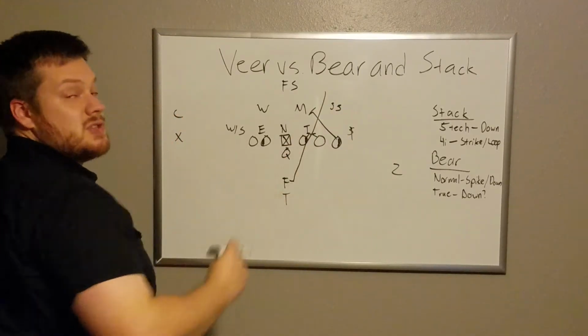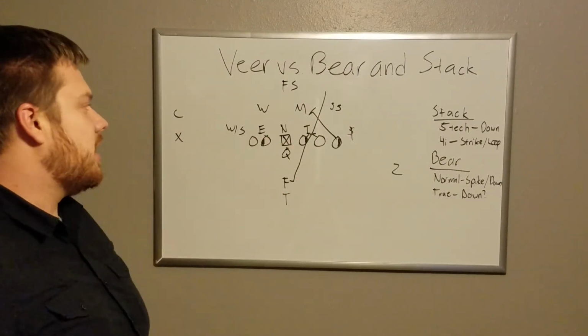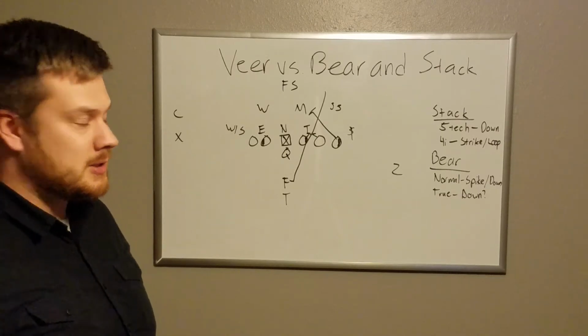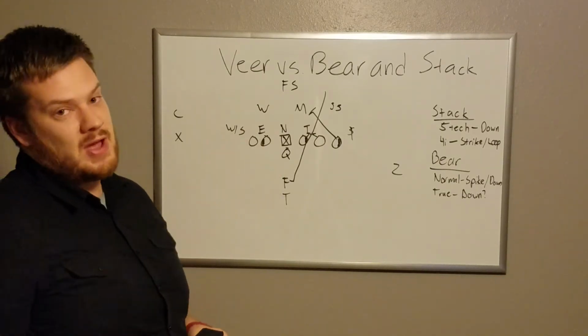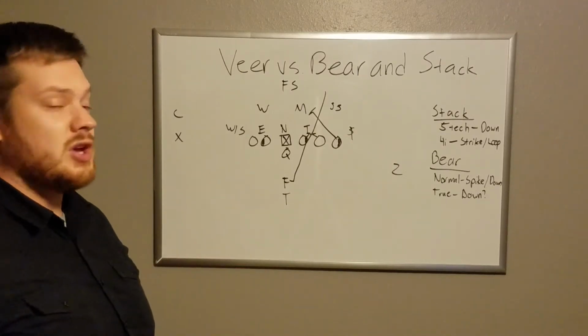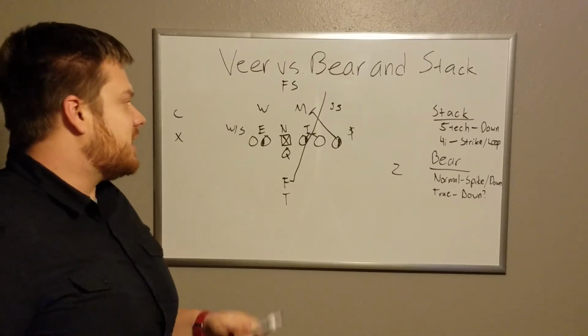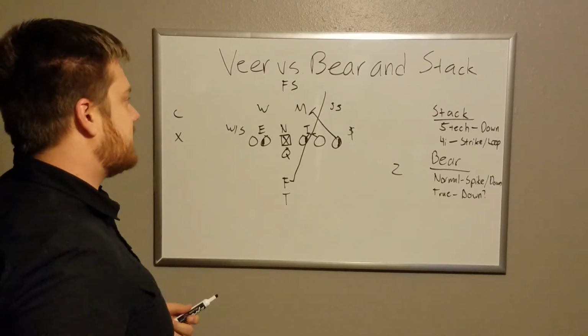Now this strong safety is unblocked, yes, but even with the strong safety being unblocked, this is going to be at least a 5-yard gain for us. And again, if our dude is better than your dude, it's going to be a long night. So we really like strong side veer, and we like spike versus this kind of bear defense.